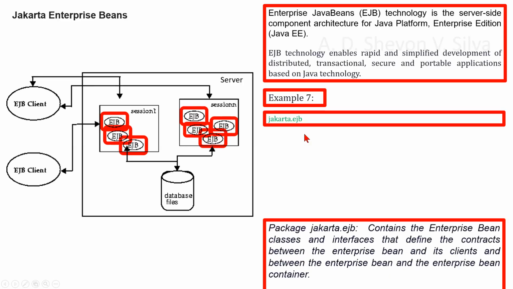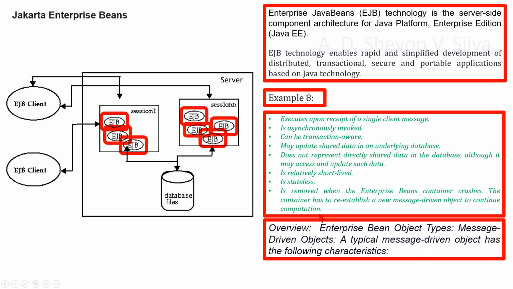Now we are considering package Jakarta.ejb, which contains the enterprise bean classes and interfaces that define the contracts between the enterprise bean and its clients and between the enterprise bean and the enterprise bean container. Now we are considering enterprise bean object types in overview. Message-driven.